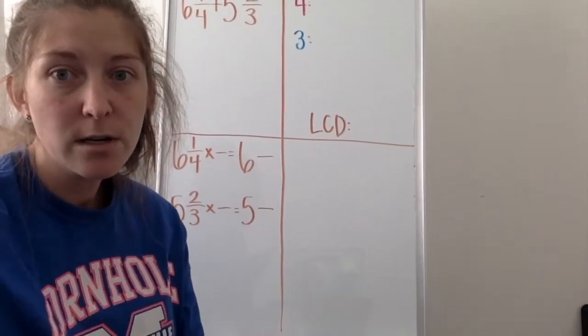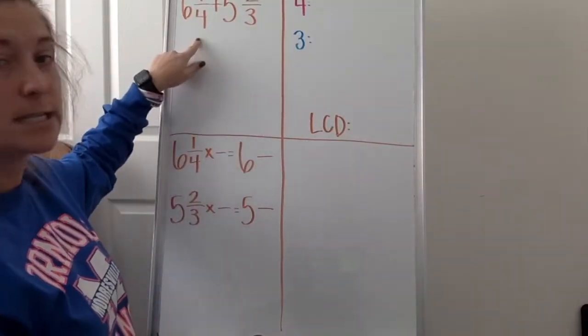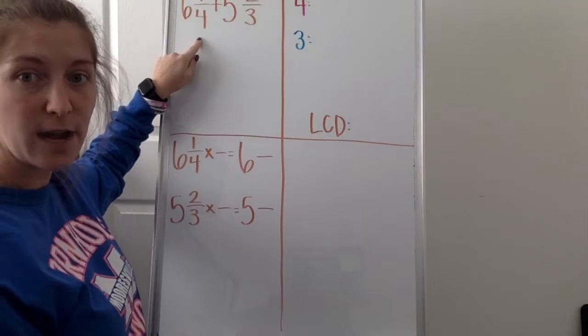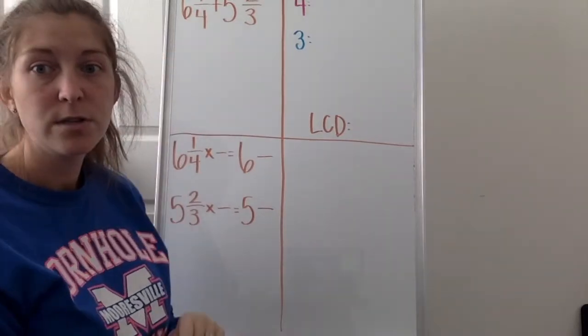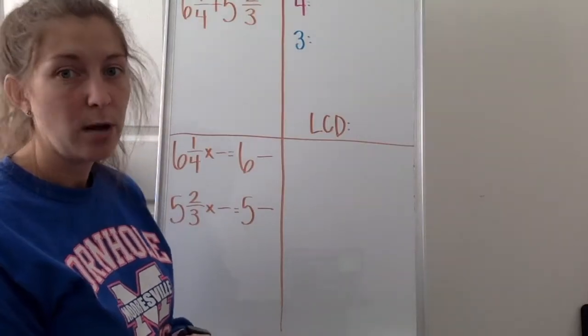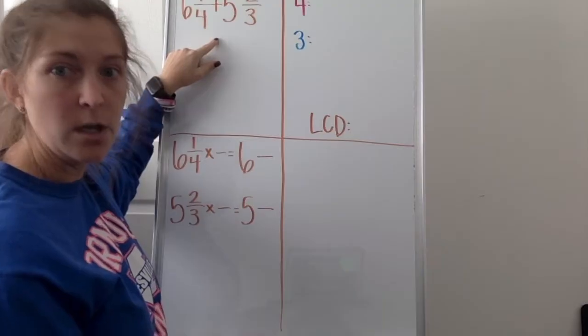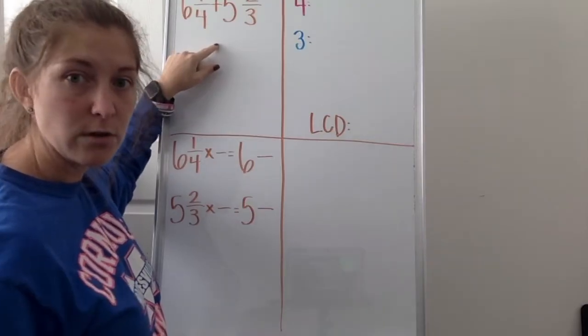Alright, so we are going to start today with our first problem. And our first problem is going to be 6 1/4 plus 5 2/3. And we are using the four-square model in order to do this. When we look at this problem, in the first box, you're always just going to see the problem written out: 6 1/4 plus 5 2/3.